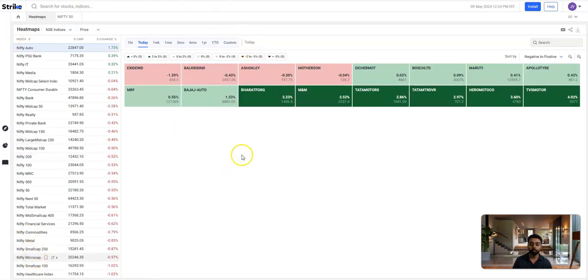So the way to use HEATMAP is that on the left hand side, what you see is the performance of the indices, and on the right hand side you see the performance of the stocks within these indices. Right now, the result that I'm seeing is for today. But if I want to see how the price action for a specific period has been for all the indices and the stocks, I can do that.